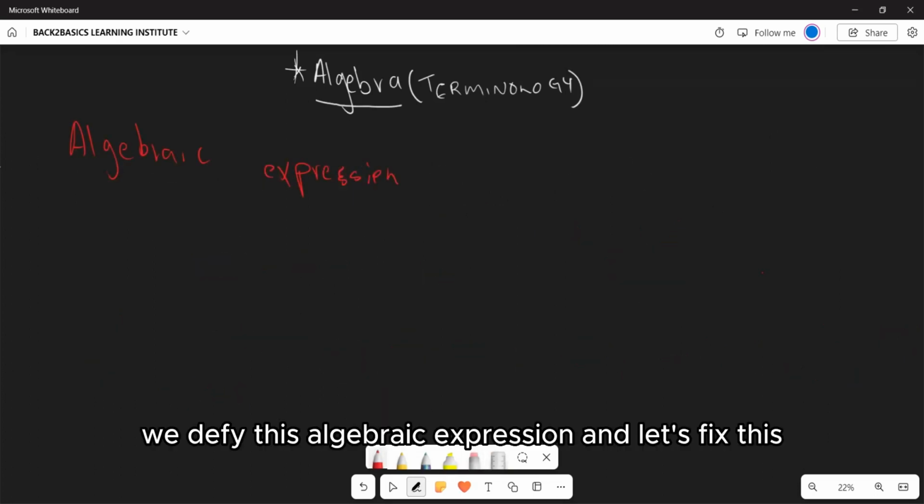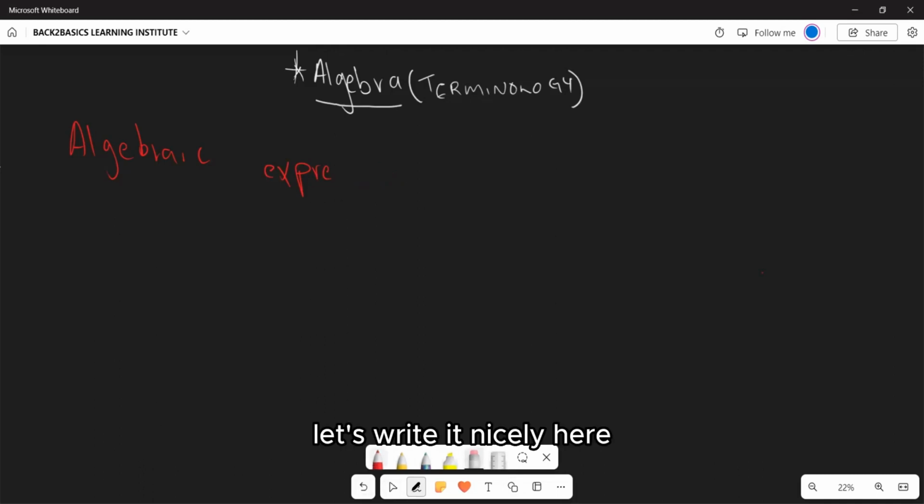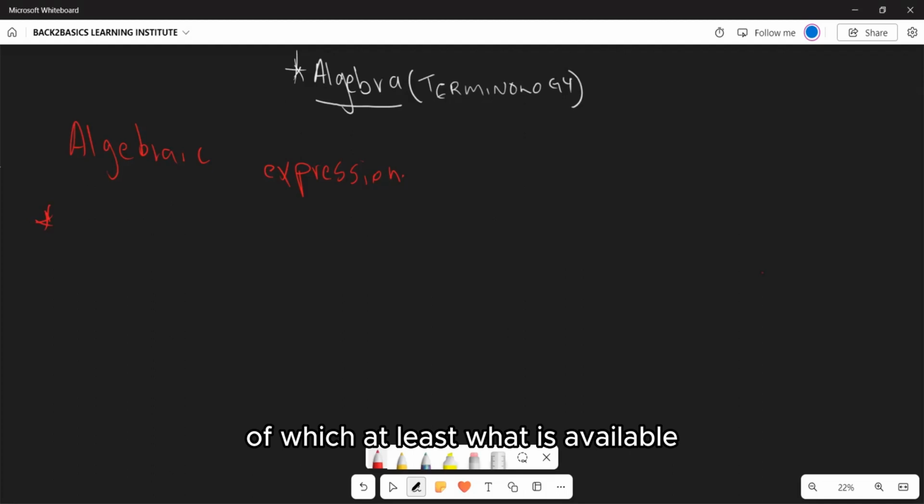How can we define an algebraic expression? Let's write it nicely here. Algebraic expression. Basically, an algebraic expression, in simple terms, is a sum of one or more terms, of which at least one is available. I know someone seated here is thinking, what did I just say? Let me put that into writing.